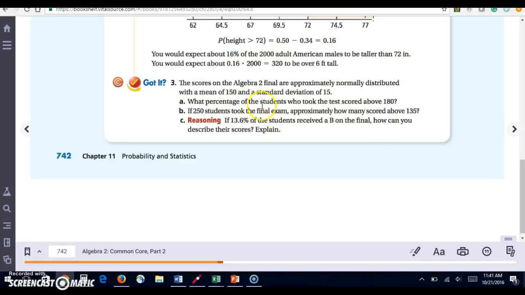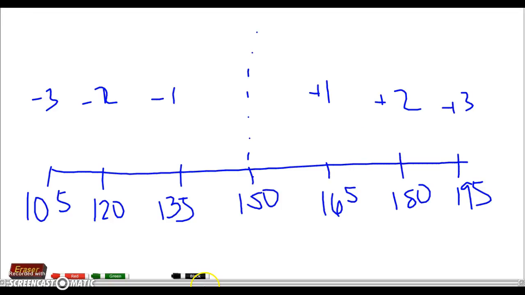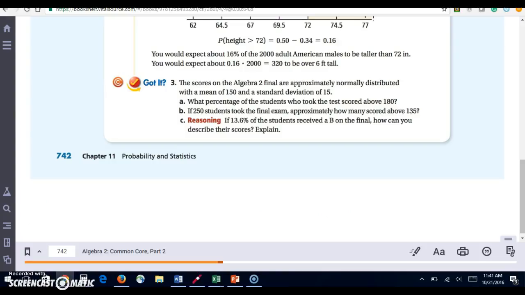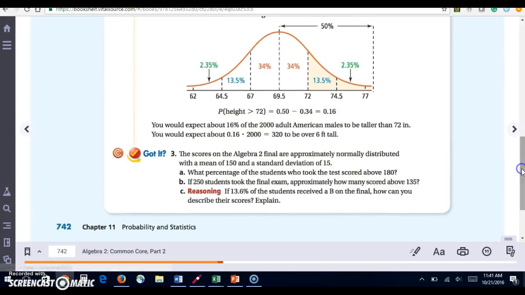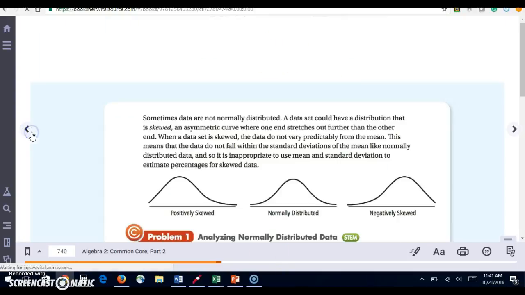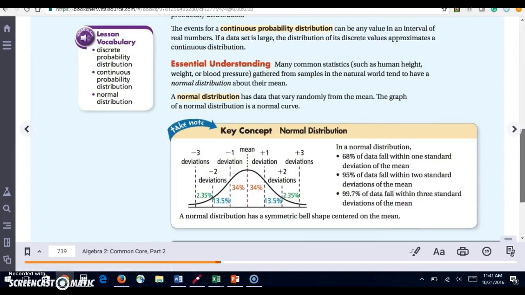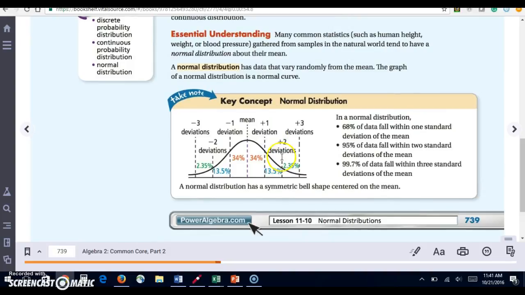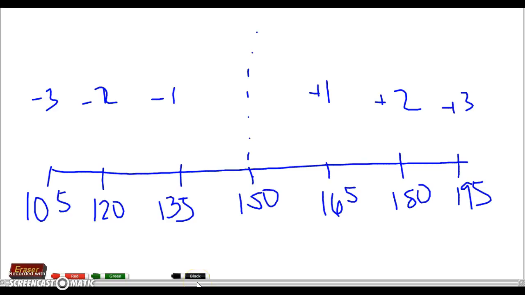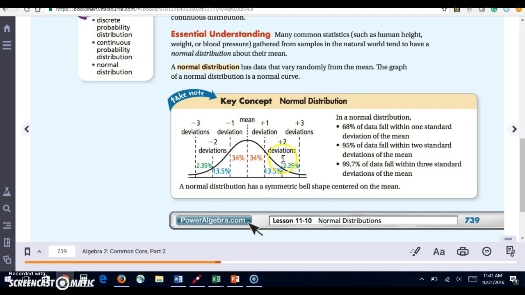Now it says what percentage of students who took the test scored above 180. Alright, so 180 is right here, which is 2 standard deviations of the mean. And I'm not going to try to draw the chart, guys. Please forgive me, but I'm not. Let's go here. So this lets me know 2 standard deviations of the mean is going to be everything right here.